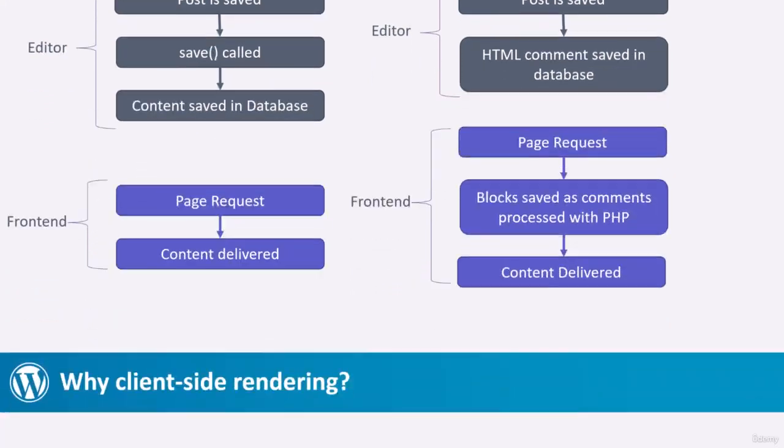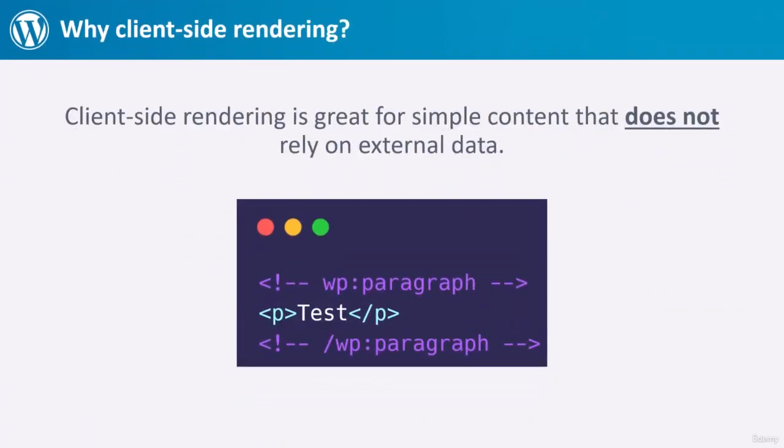The question becomes, why would we choose client-side rendering or server-side rendering? Client-side rendering can be a great choice for simple content that does not rely on external data. The paragraph block is a great example of a block that can be created on the client. It's a block that has a simple presentation. In terms of performance, client-side rendering is considered superior. The page may take a few seconds to save. However, on the front end, WordPress can render the page faster. The block does not need additional help. It's ready to go from the beginning.